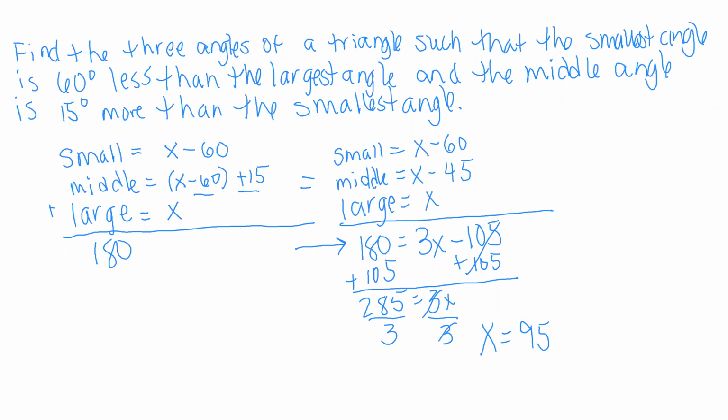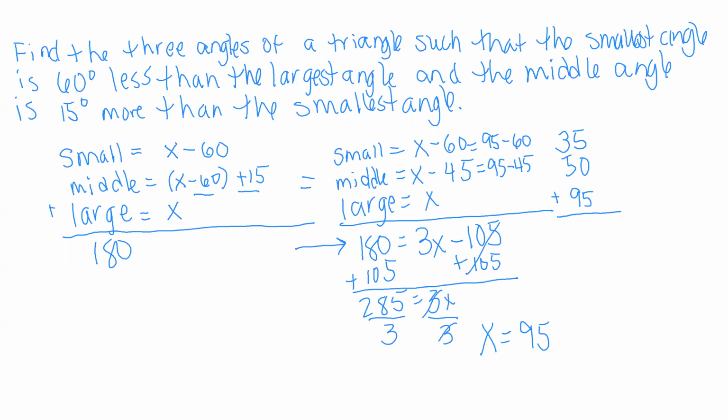Now, we're certainly not done. We know that x represents the largest angle, so x is 95 degrees. The middle angle after we simplified is going to be x, which is 95 minus 45. So the middle angle should be 50 degrees. The smallest angle is x, which is 95 minus 60. So the smallest angle should be 35, but we definitely want to add this up and check.